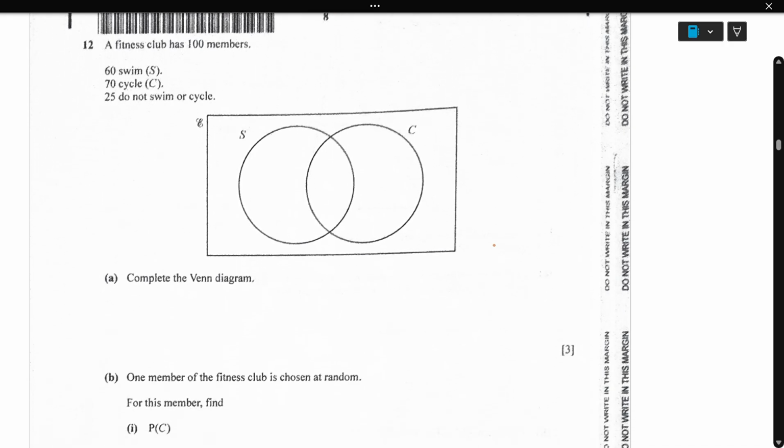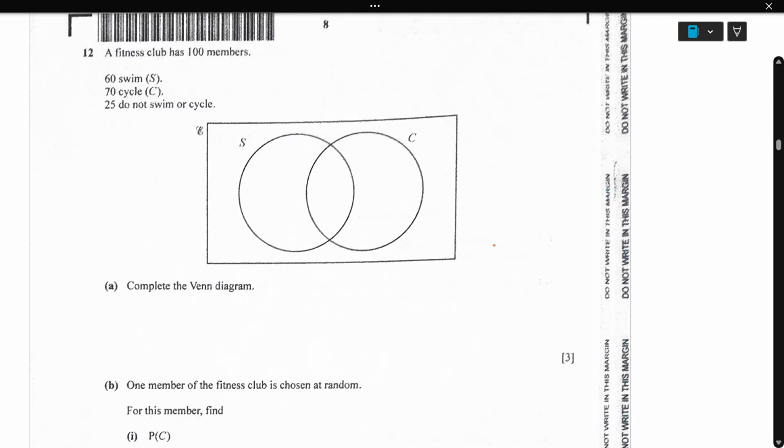Next, question number 12. A fitness club has 100 members, 60 swim, 70 cycle, 25 do not swim. So 25 should be outside. Complete the Venn diagram. The common part is not given, so I'll take common as x. We know swim is total 60, so when you subtract here, 60 minus x should be here, and on the other side 70 minus x should be here. When you add up all, we have to get 100. So we'll find out the x.